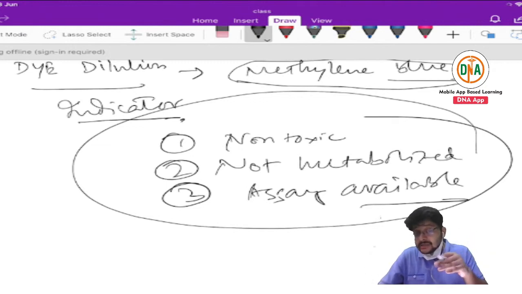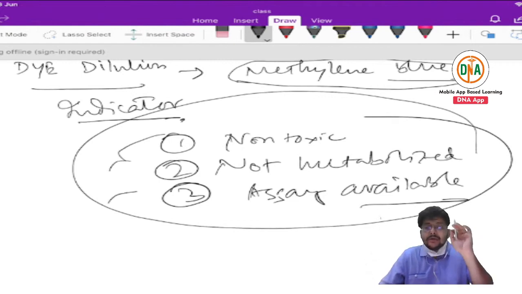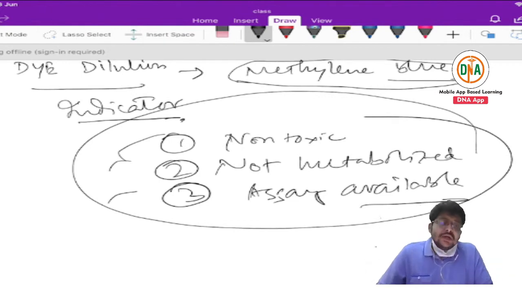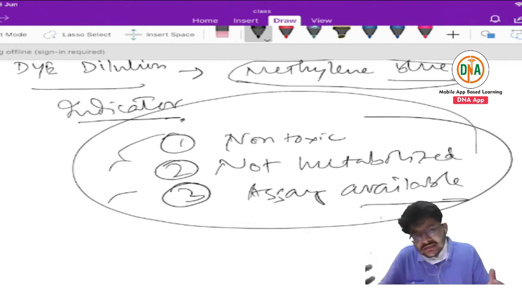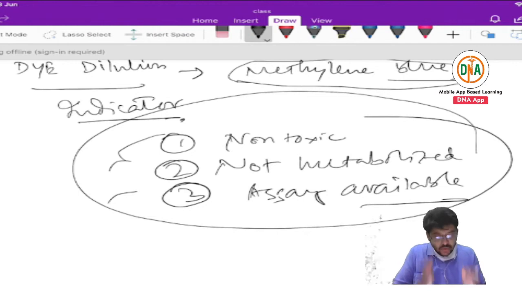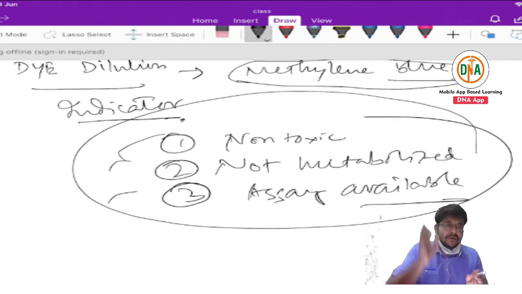Indicators are those substances which we inject into the person, which have to follow these three particulars. Because suppose an indicator is toxic, you give it to a person and due to its toxicity the person dies, there's no point. That is ethically wrong, and we cannot do it. So we need an indicator to comply with these three guidelines, and then we can use it.